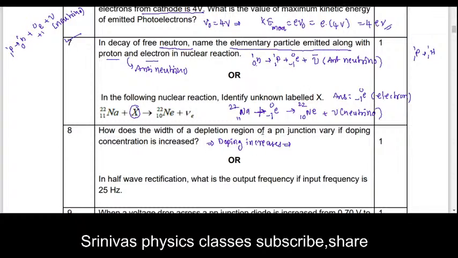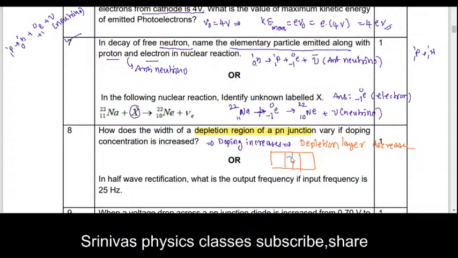Doping increases means depletion layer, what happens? This is our question, right? If doping increases, the depletion layer decreases. Depletion layer means what? Depletion layer means, this is the PN junction diode.